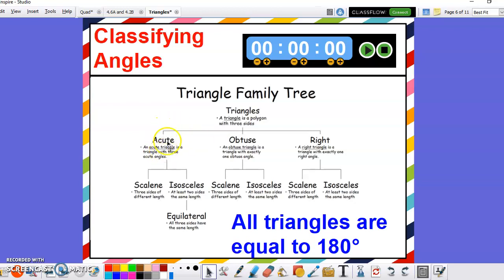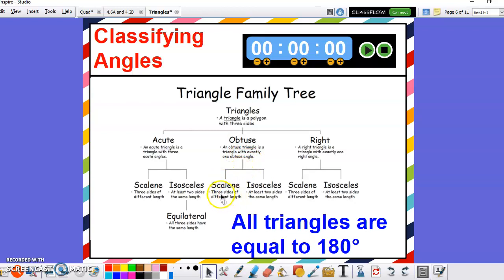So if I had an acute triangle, it could either be classified as scalene, isosceles, or equilateral. Because I could have an acute triangle with three sides that are different. I could have an acute triangle with at least two sides that are the same, or I could have one where all of them are the same length. If I had an obtuse triangle, that means that one of the angles measures more than 90 degrees.